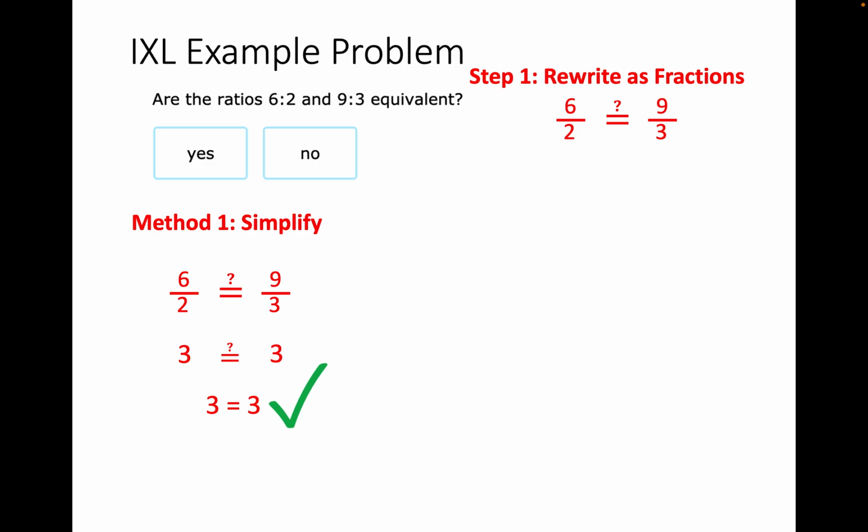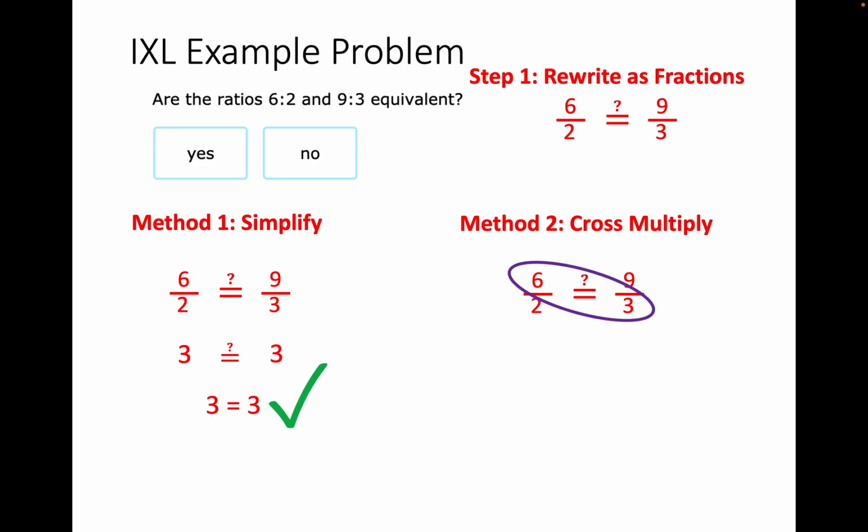I could also, instead of simply simplifying, use cross multiplication. So if I have 6 over 2 equals 9 over 3, then 6 times 3 is going to have to be equal to 9 times 2. Are those equal? Well, 6 times 3 is 18. 9 times 2 is 18. Yes, those are, of course, equal. 18 does equal 18. So yes, this also shows us that these ratios must be equivalent. So whether I used method 1, simplifying, or method 2, cross multiplying, the answer to this question would be yes.